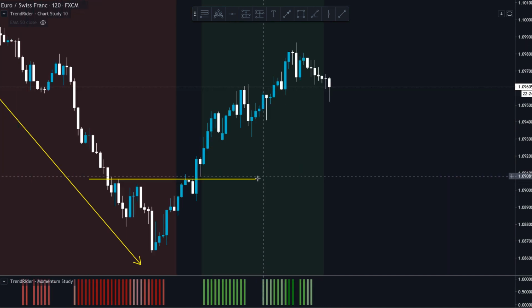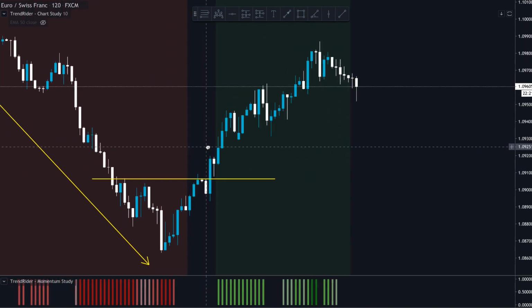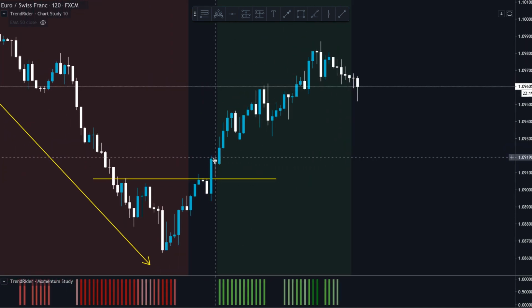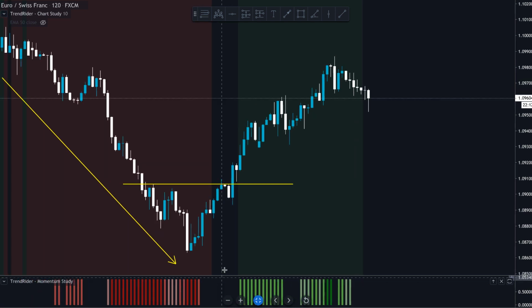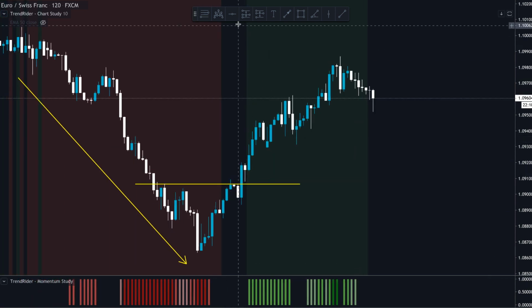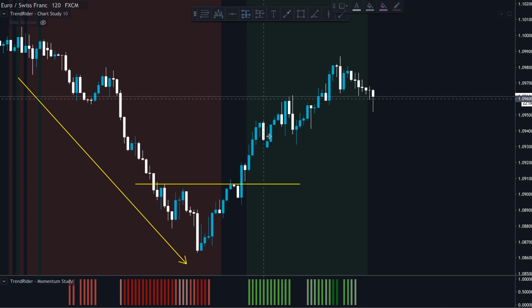You can see the breakout happened here, but the momentum study didn't really confirm it yet. So in this case, you would have waited 2 candles longer. Here, the momentum study then turned green and everything was giving you the go. Again, how would you or could you have traded this?